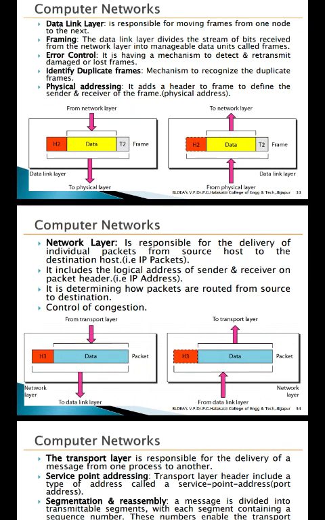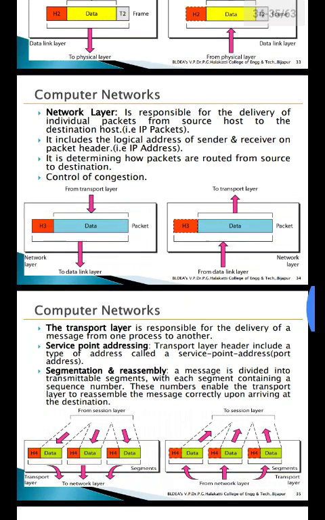Now it is also responsible for the physical addressing. As I told already, in the header it is going to contain the physical address of the sender and the receiver of the frame. Now the job done by the data link layer is creation of the frames, error control mechanism, identification of the duplicate frames, and physical addressing.